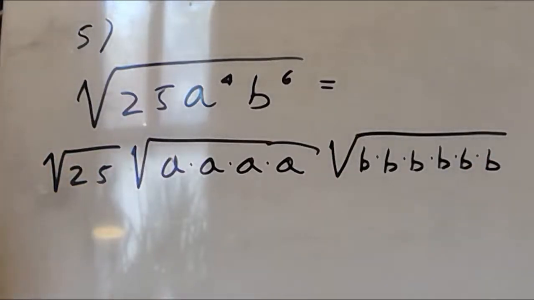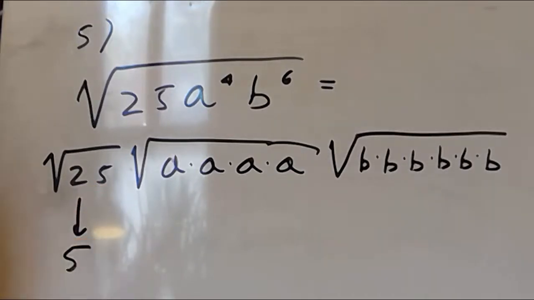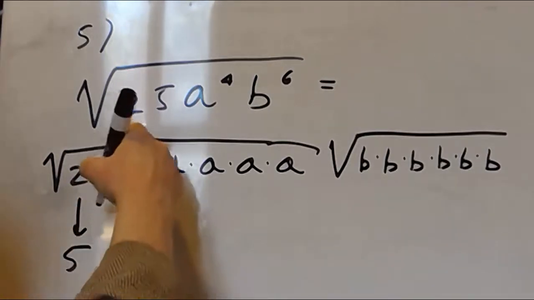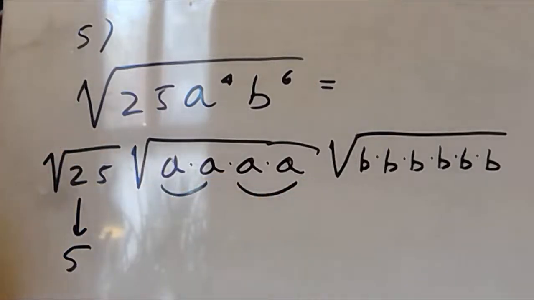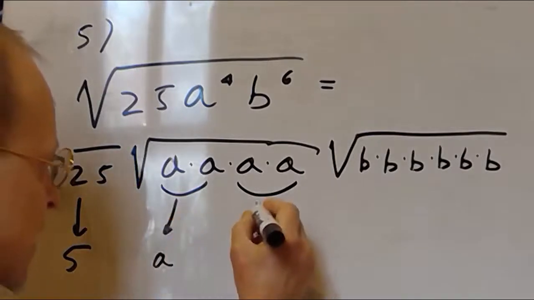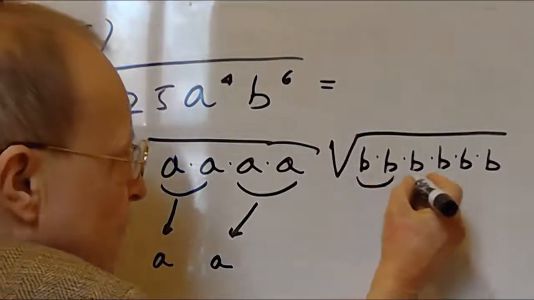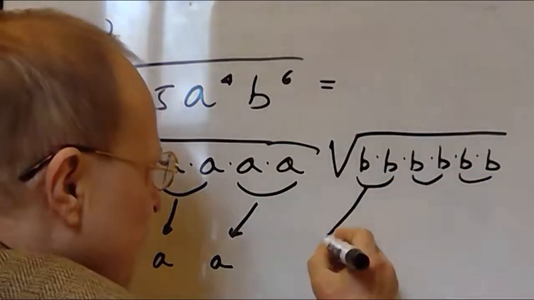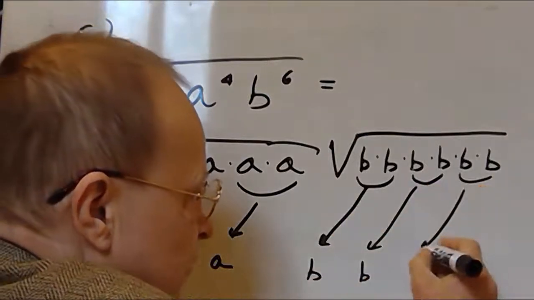So then what I'm going to do, well, we know from the last problem that the square root of 25 is 5. So we can just pull that out. Now, because this is a square root, that means we have to double these to take it out. So that means we're going to have an a from here, an a from here, and similarly, we're going to have a b from here, a b from here, and a b from here.